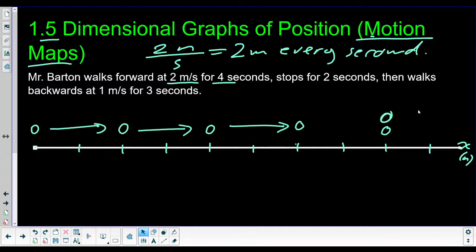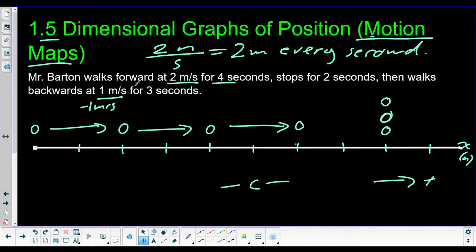Oh, that's all one thing, huh? So there's 1 second of stopped. There's 2 seconds of stopped. Okay. Then walks backward at 1 meter per second. So we're going to go backwards. This we could say is -1 meters per second. If we want to put a negative, that would indicate go in the negative direction. So we're saying this way is positive, that way is negative.